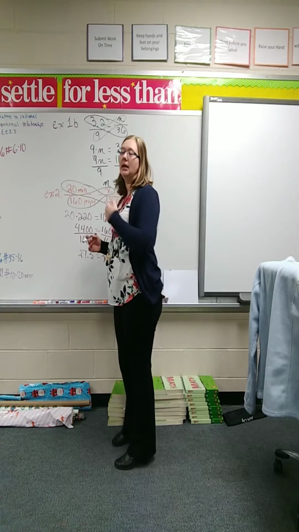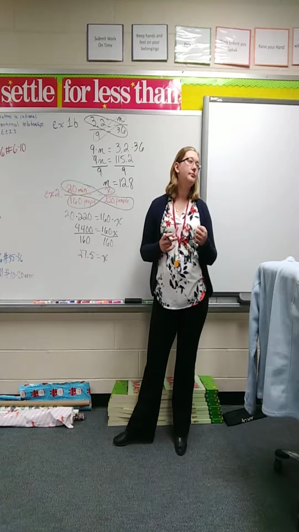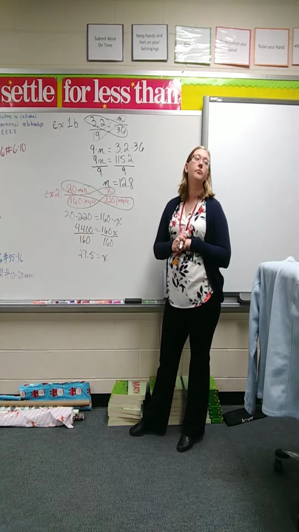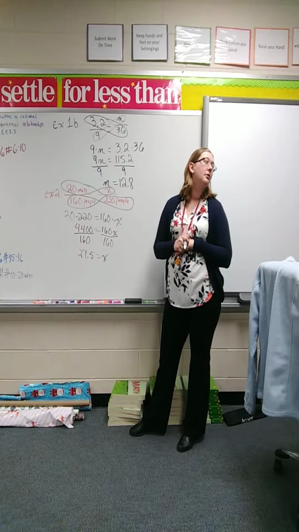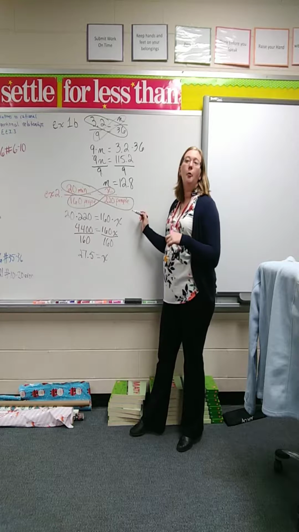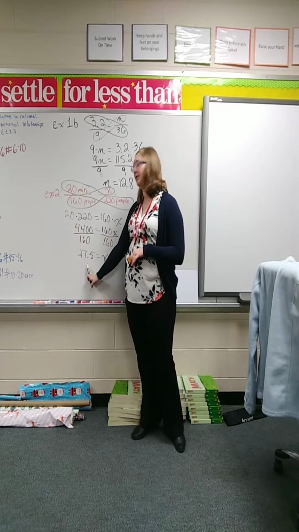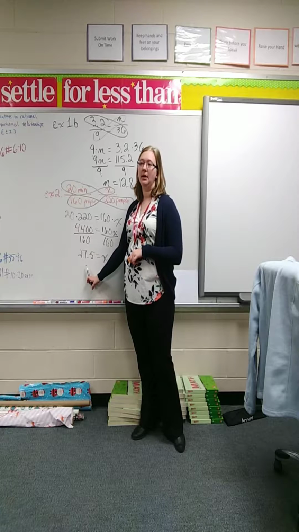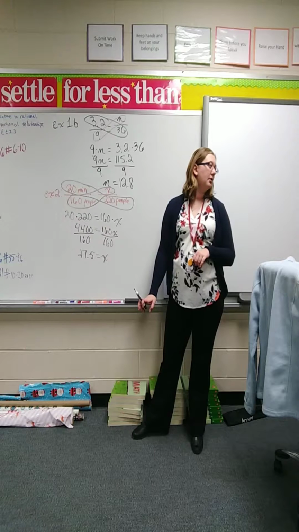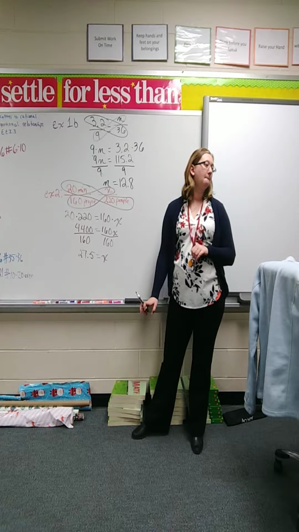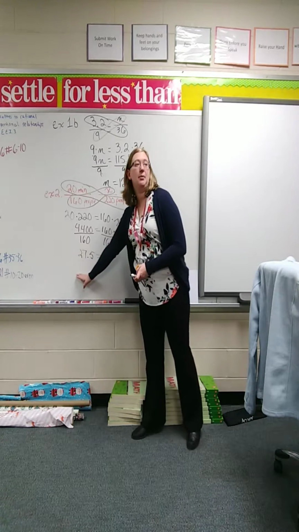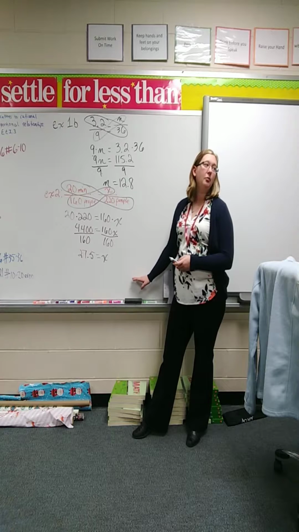So to put this back into the context of our problem, we would say that if there are 220 people in line, we can expect to wait about 27.5 minutes. Does that make sense? So sometimes we have to be able to understand how we put it back into the context of our problem.